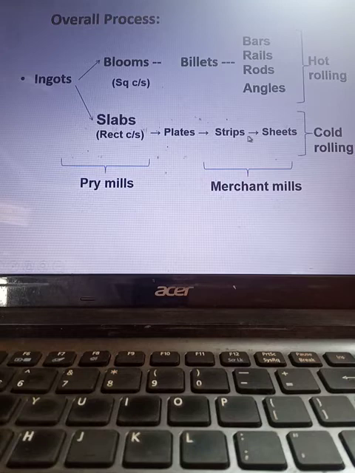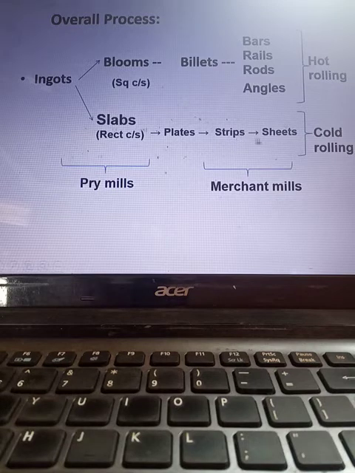In contrast, we have another path, another line, and your assumption is correct. This is the cold line. Here the metal is in the cold condition, it is not heated. Here the ingots, the big blocks we get from the steel making process, are of rectangular cross section, called slabs, and they are converted to plates. They are then converted into strips, and these strips are converted to sheets, and then they are wound on a bobbin and stored.